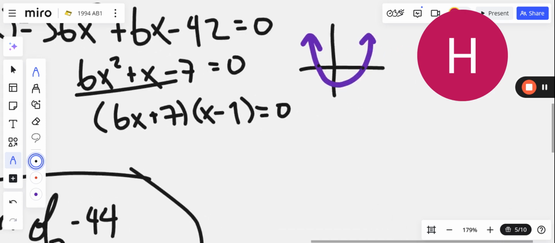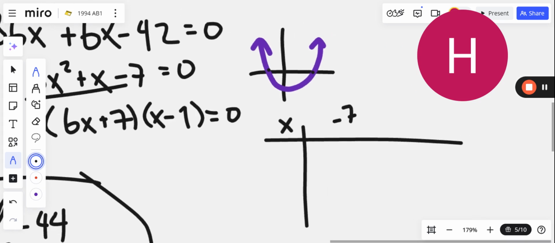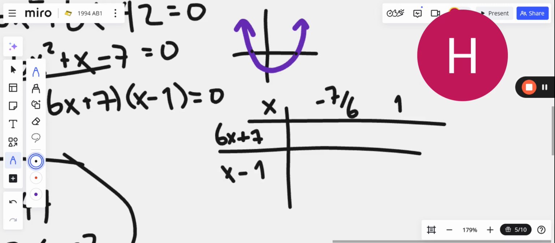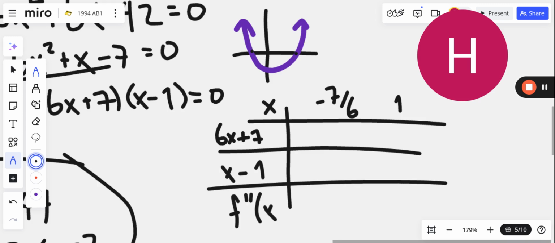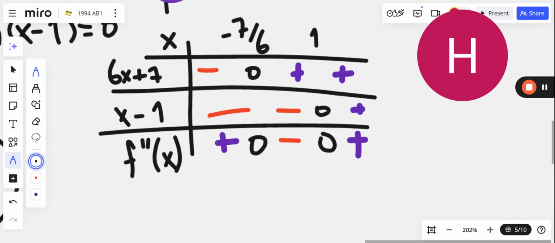So we can just put this on a simple chart. We're going to have negative 7 over 6. We don't have to plug negative 7 over 6 in, don't worry. And we have our factors of the second derivative here. 6x plus 7, x minus 1. Therefore, the overall is f double prime. And there's a 0. There's a 0. Follow the pattern. Negative on the left, positive on the right of the zeros. And then we multiply these signs, and that's going to give us some behavior here. So we can confirm that these check out. This is going to be a point of inflection. This is going to be a point of inflection.